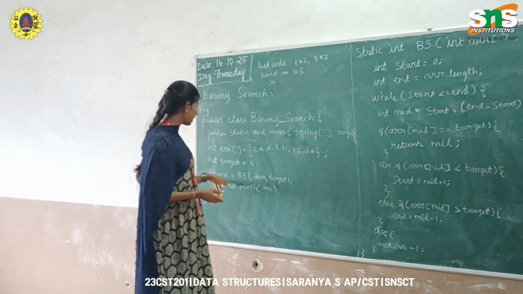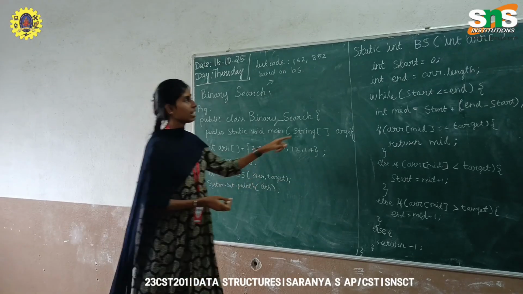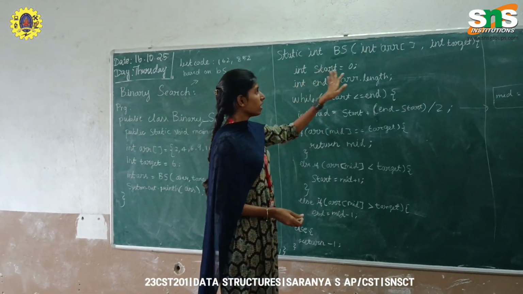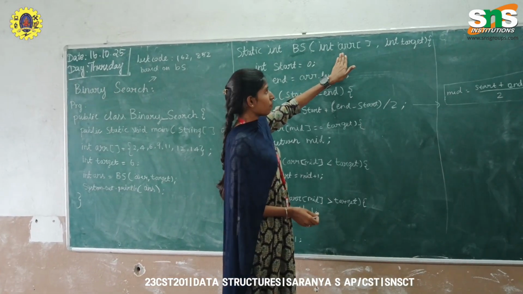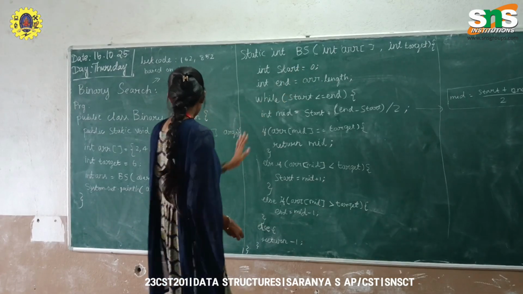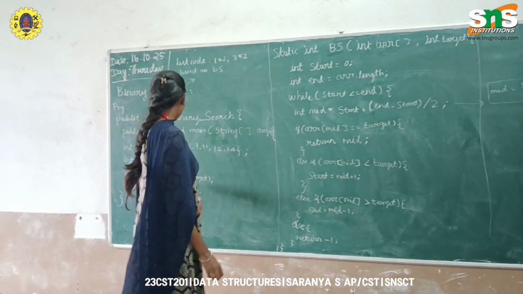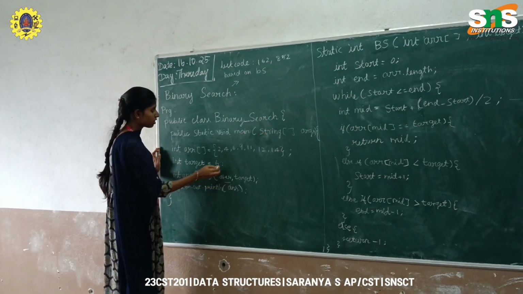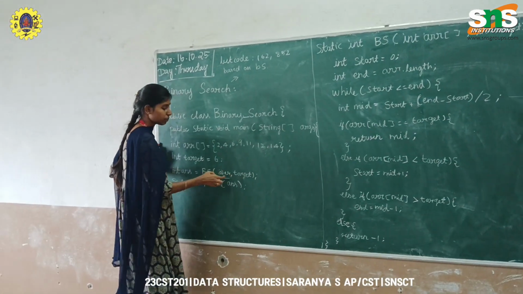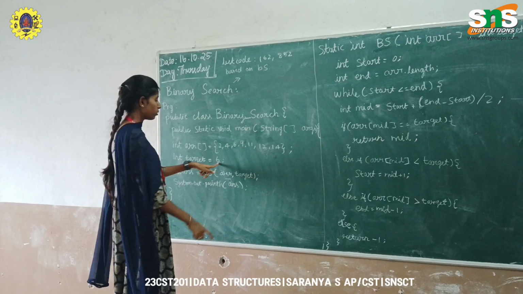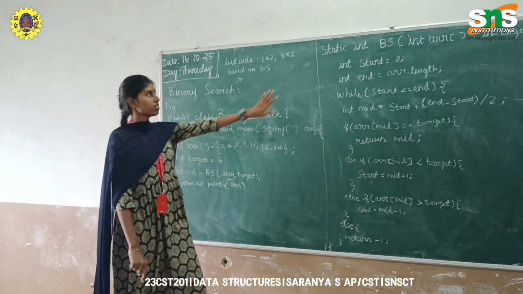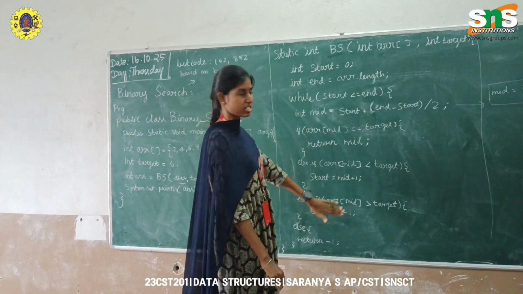So we are creating the function named BS. In this function we assign parameters called array and the target. After that we are going to pass the values in the main. Here the array value is given as 2, 4, 6, 9, 11, 12, and 13. It will be passed inside this, and the target value is 6. So when this statement executes, it goes to this function and starts executing these steps.